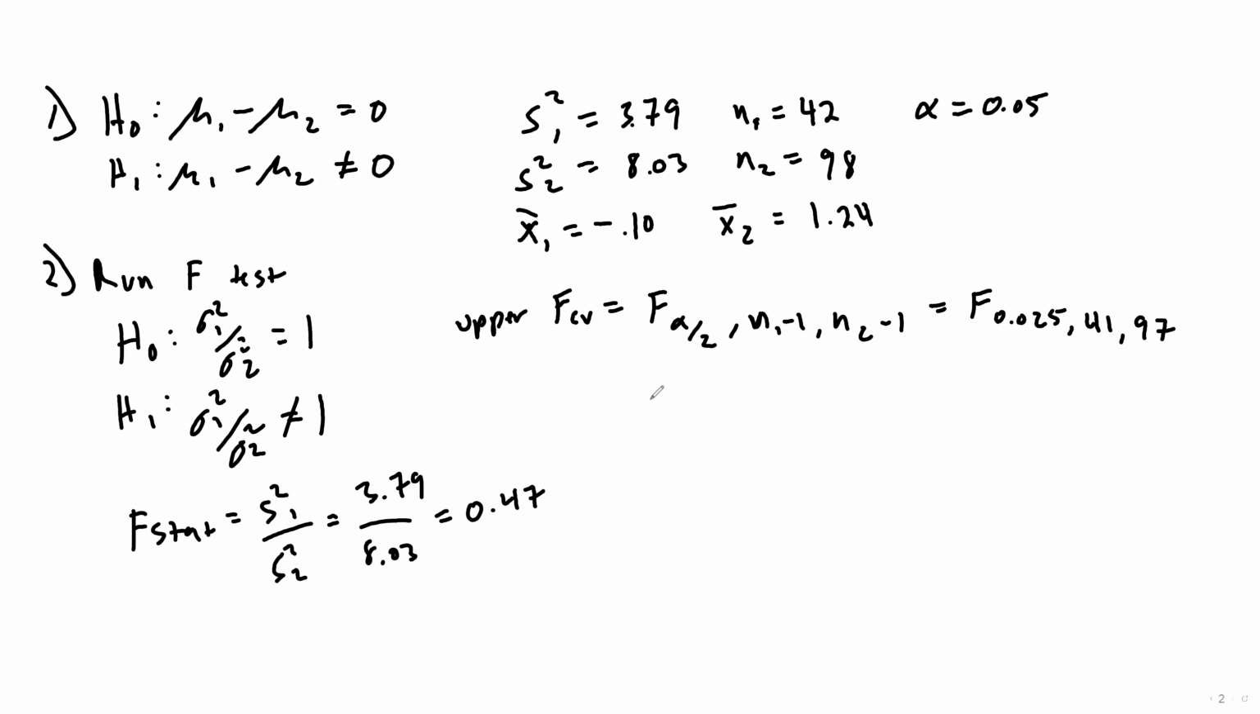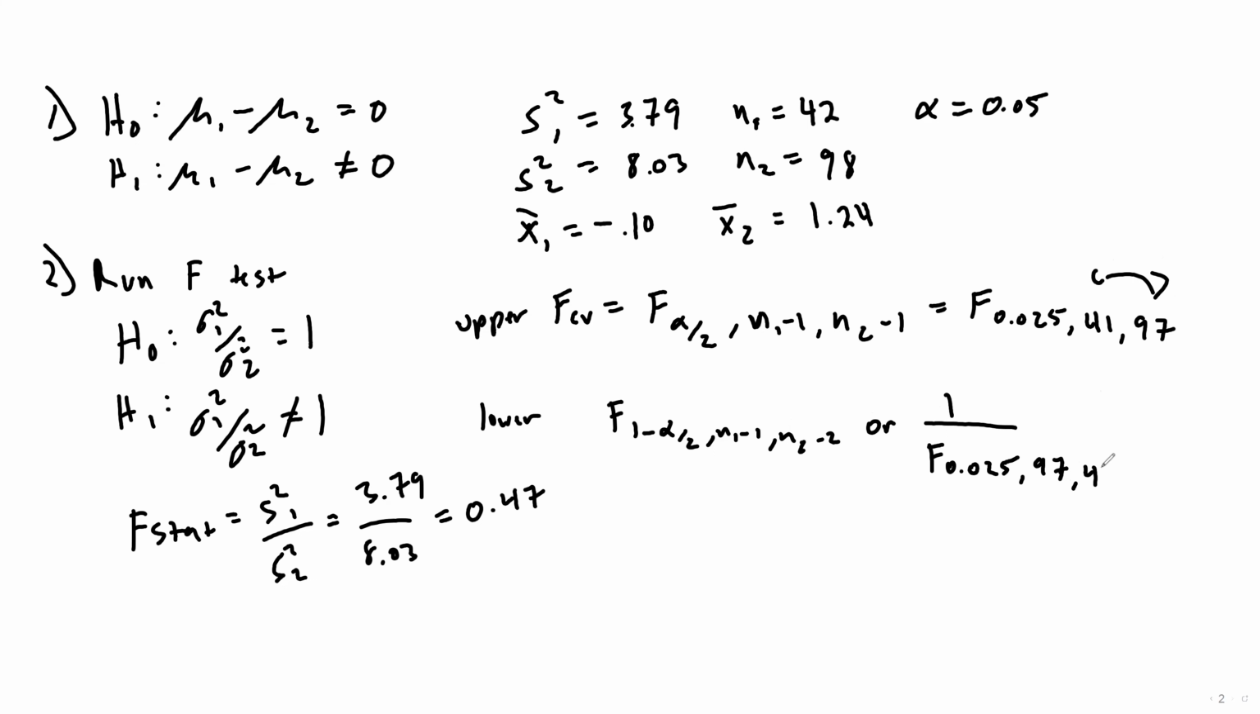Now for our lower bound, it's F of 1 minus alpha divided by 2, comma, n1 minus 1, n2 minus 1. Or you can do this: 1 divided by F of 0.025, comma, remember we switched these two values, so 97, comma, 41.